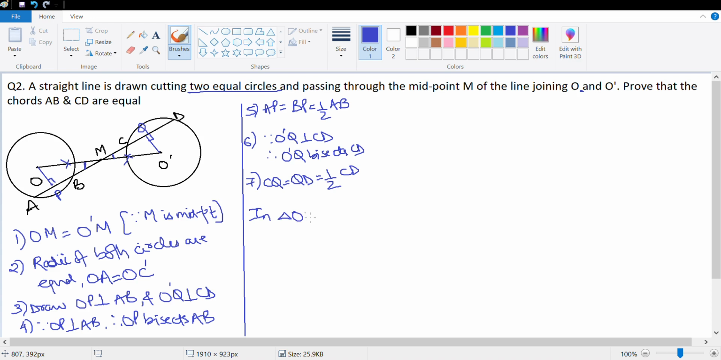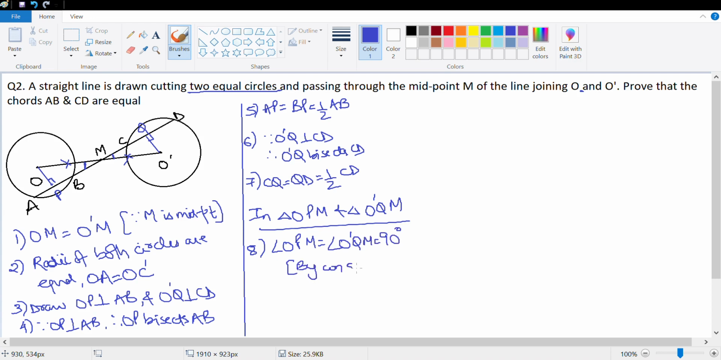So in triangle OPM and triangle O dash QM, what do we have? We have point number 8, which says angle OPM is equal to angle O dash QM is equal to 90 degrees. Reason, this is by construction, we constructed it as 90 degrees. Next, point number 9, angle PMO is equal to angle QMO dash. Reason, vertically opposite angles are equal. And point number 10 is OM is equal to O dash M.